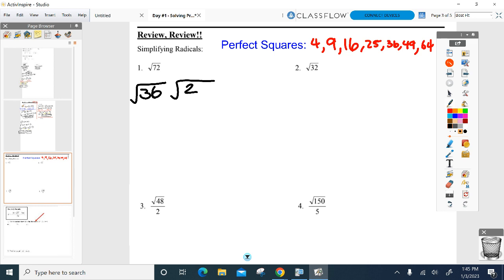Thank you. And there's a reason why we pick a perfect square, so you can take the square root of it. 36 becomes 6, and then the radical 2 is in my answer. Go ahead, square root of 32, before we get nuts.